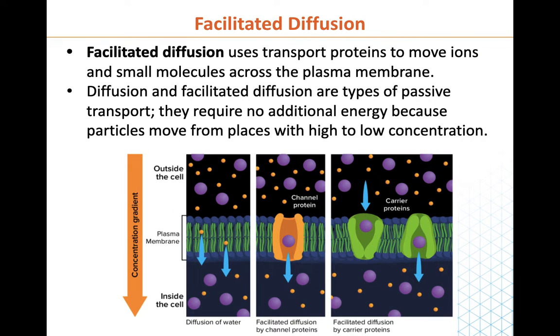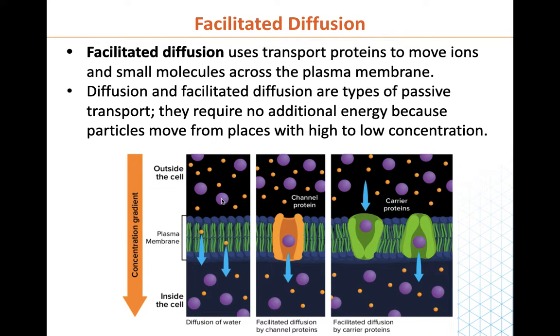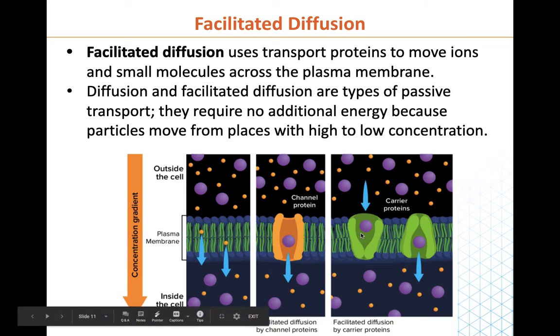So now, when I'm looking at facilitated diffusion, I can see that there has to be a protein. This is just regular old diffusion. These little molecules are moving straight through. See these purple ones? These might be charged molecules, or they might just be too big to squeeze through, so they need to go through an actual protein, okay?